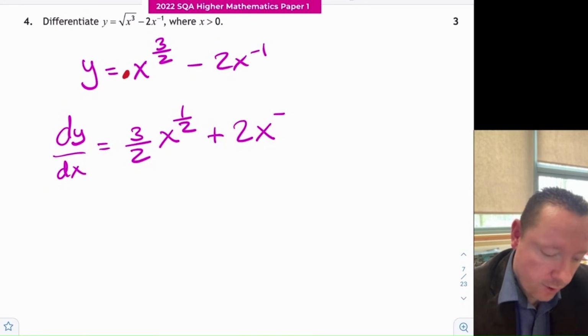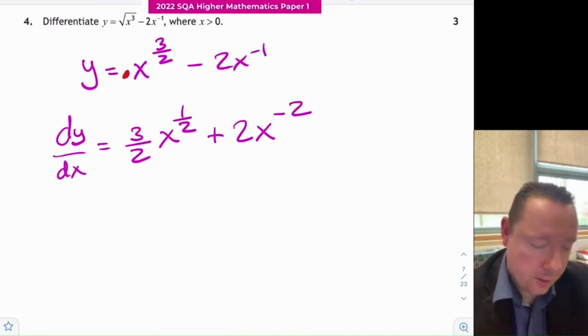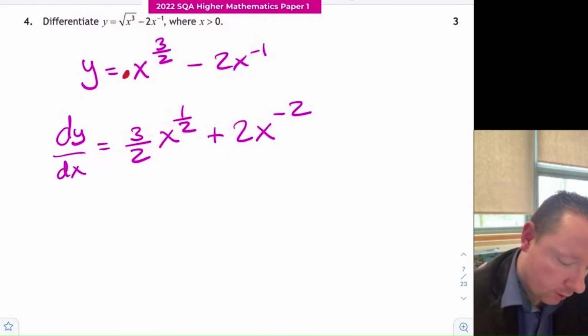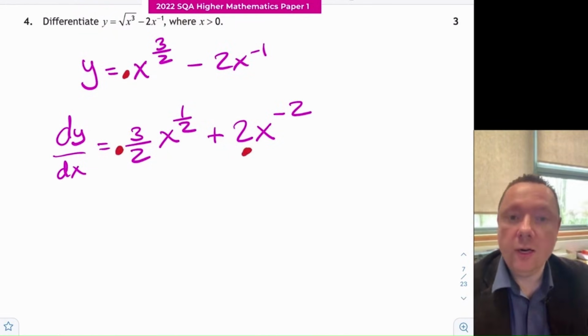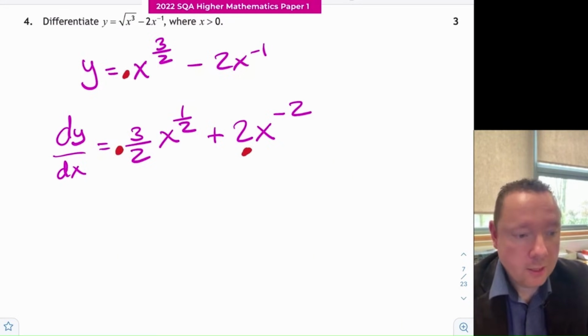2x to the power of minus 2, taking away 1. So our final mark is 1 here and 1 for this term here. We do not have to go any further than that in this question. So if you did go further, that's fine, but you don't have to.